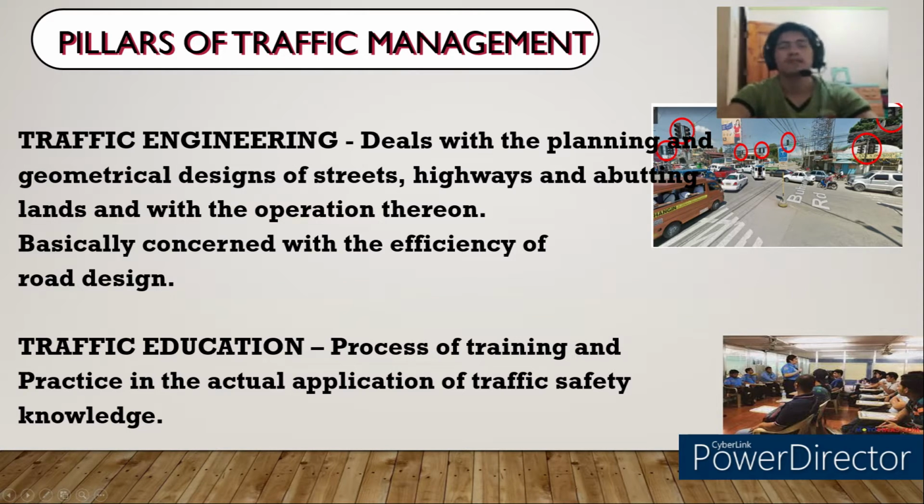So why 5 E's? Because all the pillars start with the letter E. So first is the traffic engineering. Second is the traffic education. Third one is the traffic enforcement. Then traffic ecology environment, and lastly traffic economy.